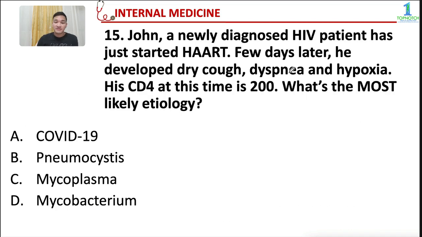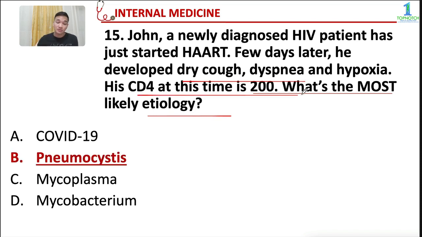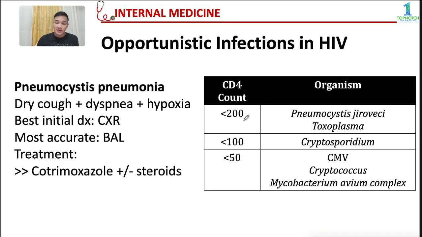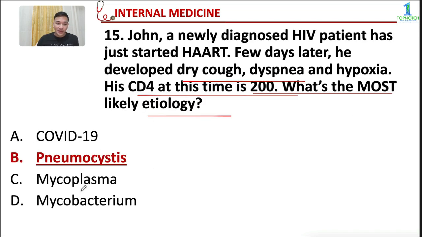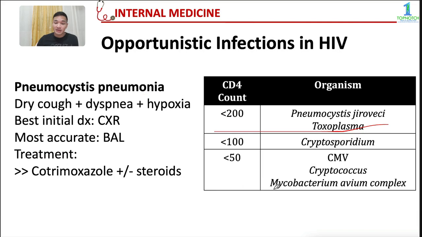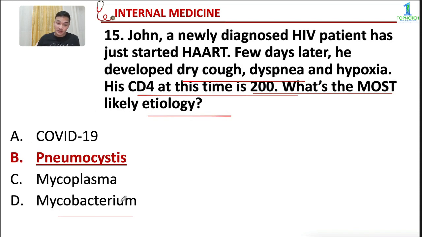Okay. Number 15. What is the most likely etiology ng dry cough, dyspnea, and hypoxia in a patient with a CD4 of less than 200? The correct answer is Pneumocystis pneumonia. Why? Okay. Now, why not Mycobacterium? Kasi Mycobacterium avium complex or MAC, it only appears in patients with HIV pag ang CD4 is less than 50. Yung kanya 200 pa lang. So it's which is why Pneumocystis.